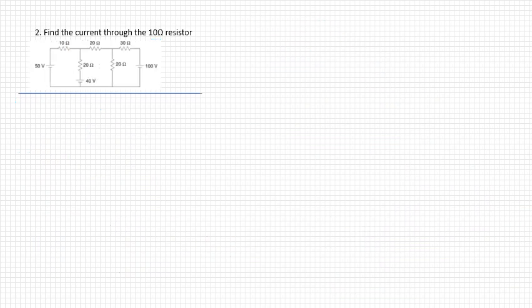Let's look into one more problem. Find the current through the 10 ohm resistor in the given circuit. Here, find the current through the 10 ohm resistor. This resistor. So these are the terminals A and B.